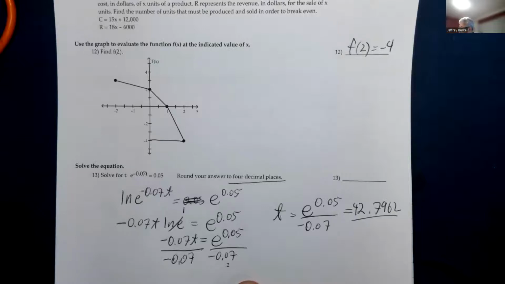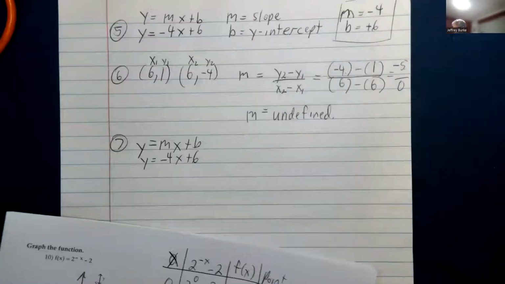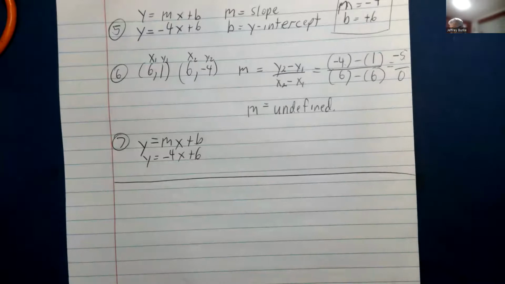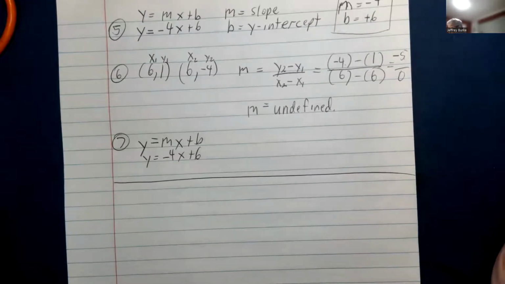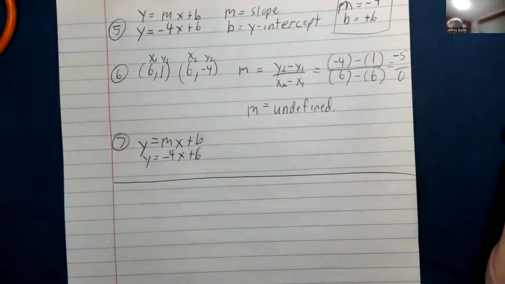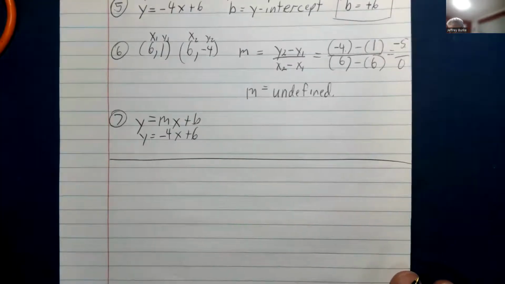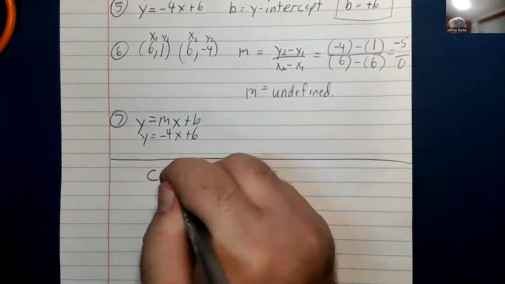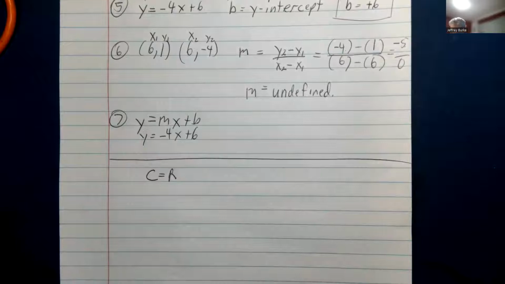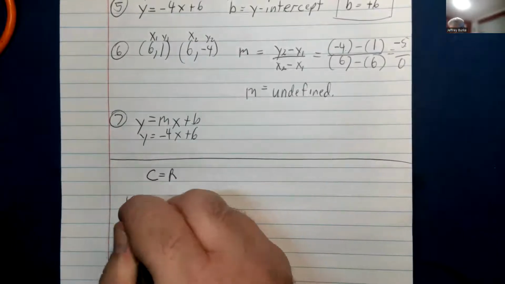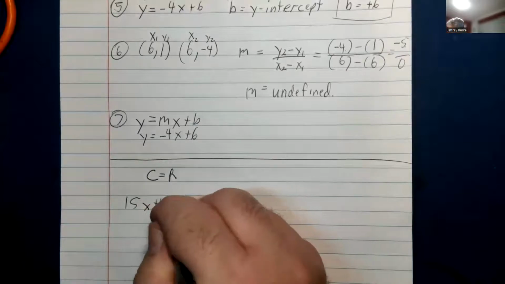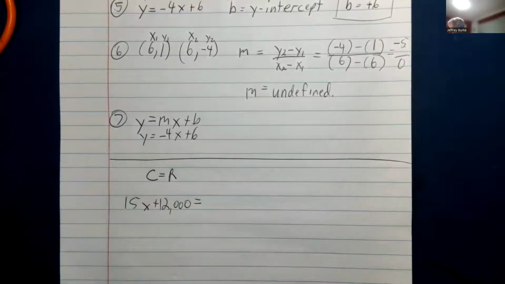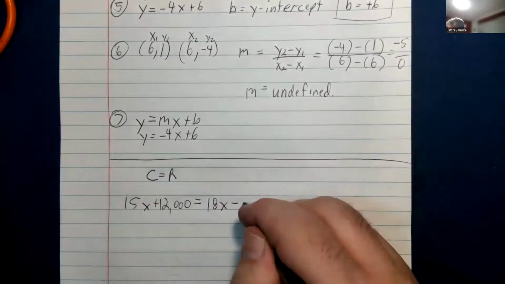What I'm going to do next is go ahead and do question number 11. That I'm going to do on a separate sheet of paper. It says here that we want to find the break-even point. If we're looking at the break-even point for cost and revenue, you recall we did a couple examples in class. So we're going to set these two equations equal to each other and then solve for x. The break-even point is where cost equals revenue. That means cost, 15x plus 12,000, equals revenue, 18x minus 6,000.